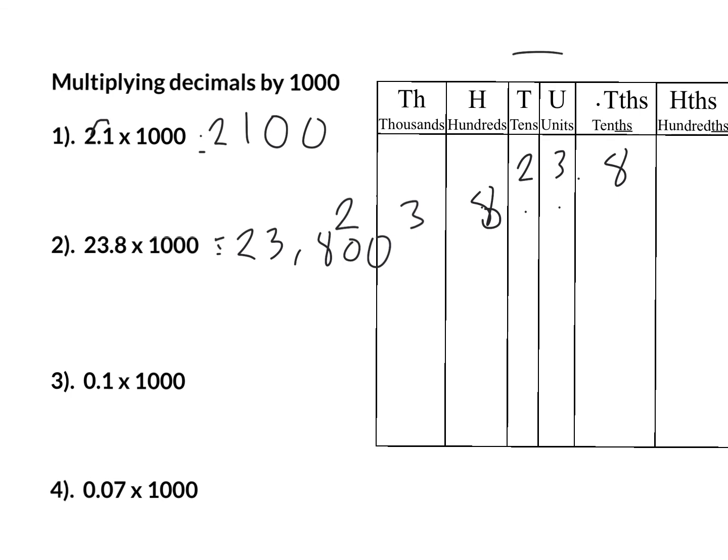0.1 times 1000. So you've got moving everything over 3 places. So your 1 would go 1, 2, 3, and it'd be 100. And the last one, 0.07 times 1000. So you've no units, you've no tenths, and you've 7 hundredths times 1000, moving everything over 3 places. 1, 2, 3. It's going to be 7 tens, which is 70.